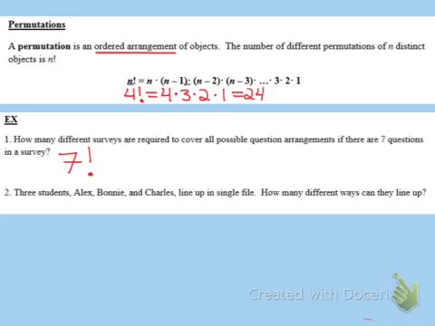Example 2. 3 students, Alex, Bonnie, and Charles, line up in a single file line. How many different ways can they line up? There are 3 total people, therefore we are looking for 3 factorial.